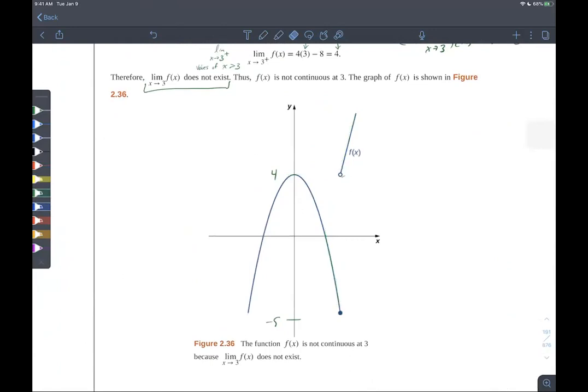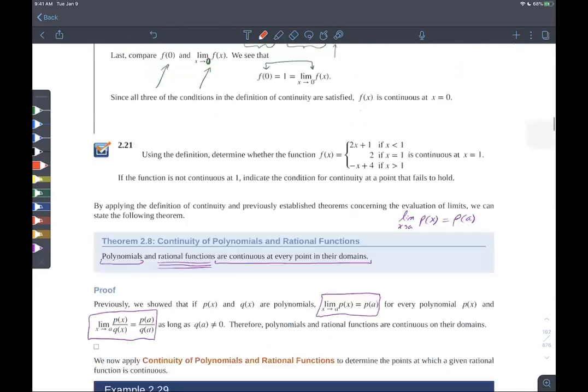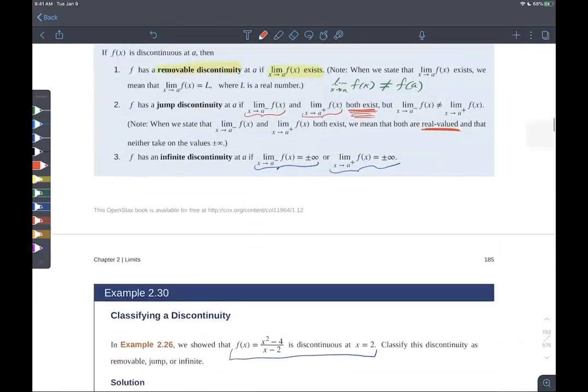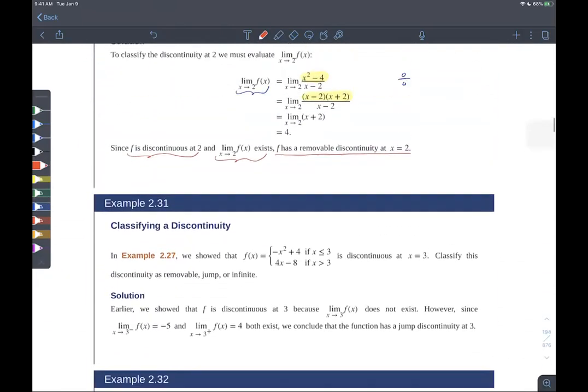But how would we actually show that, algebraically? Well, we're going to show that the limit from the left exists and the limit from the right exists, but the double-sided limit does not exist. And therefore, there must be a jump. Oops, where were we? And so that's exactly what is done here.